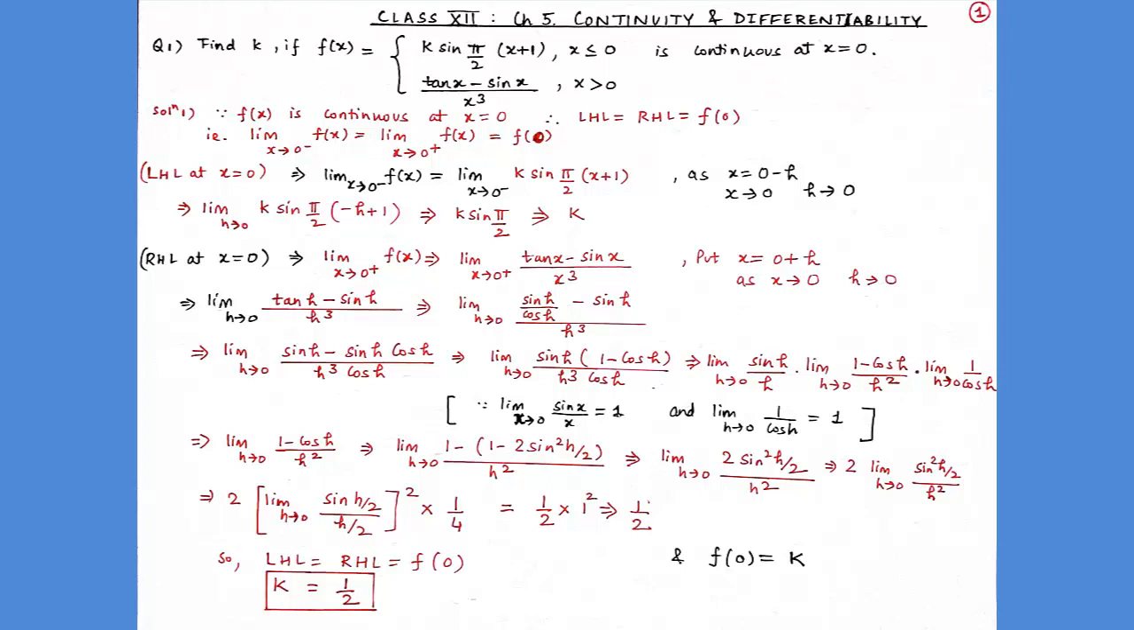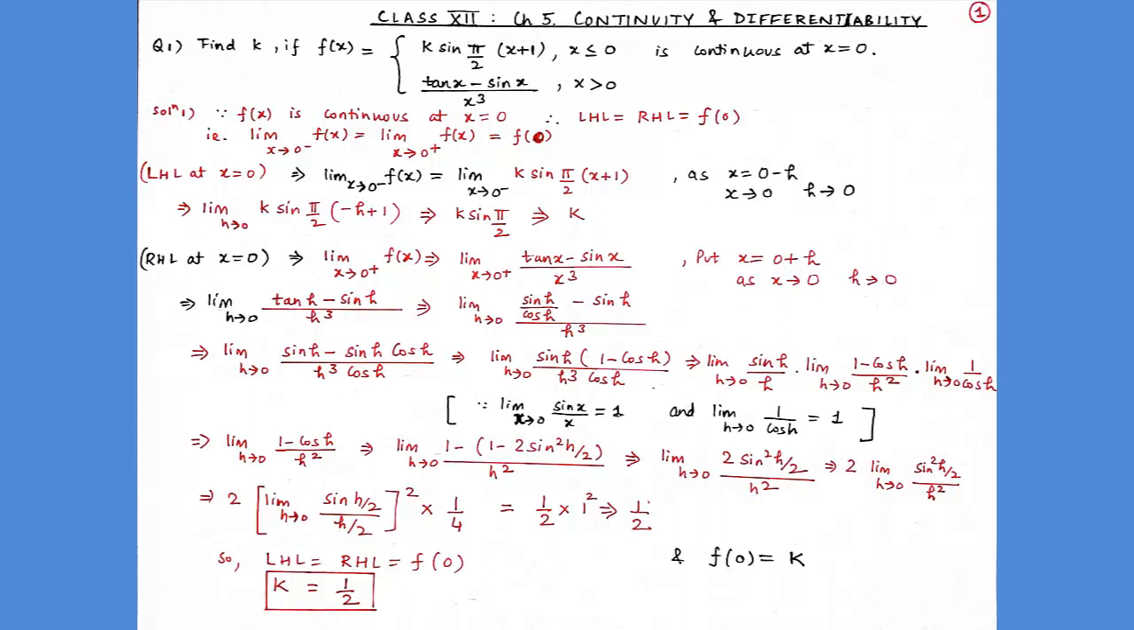And now we will check at x = 0. So when we put x = 0 in place of x, we get f(0) equal to k sin 90, and we know that sin 90 is again 1. From here, at x = 0, we get f(0) is equal to k.